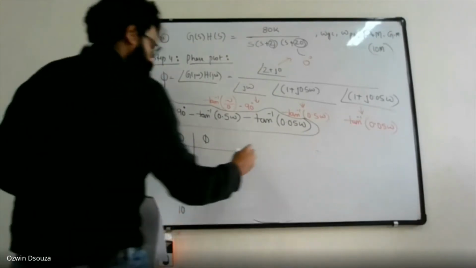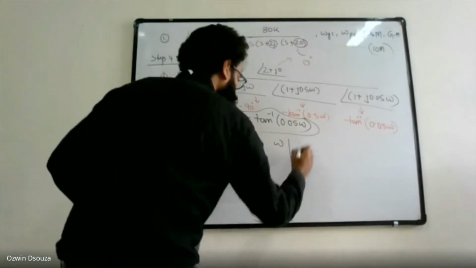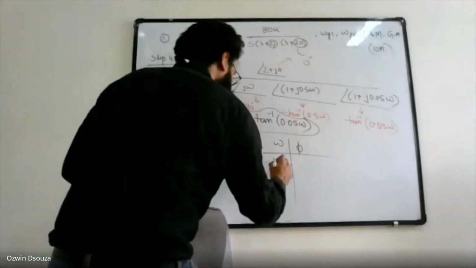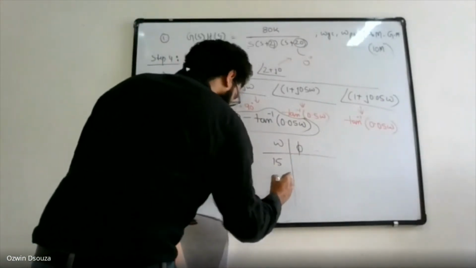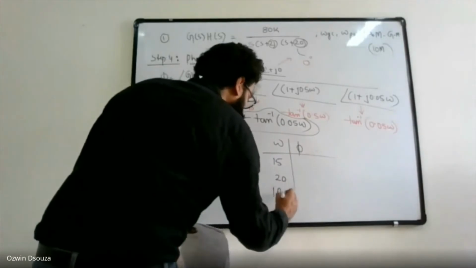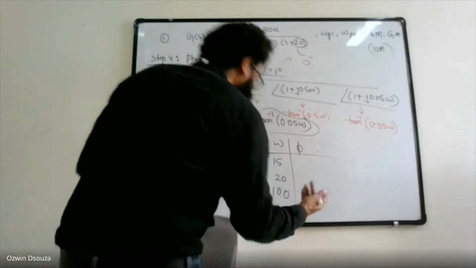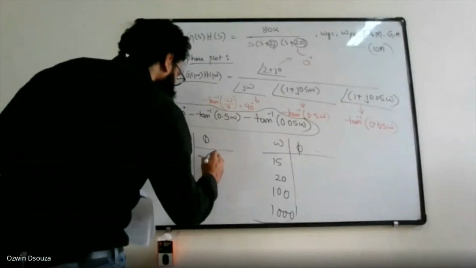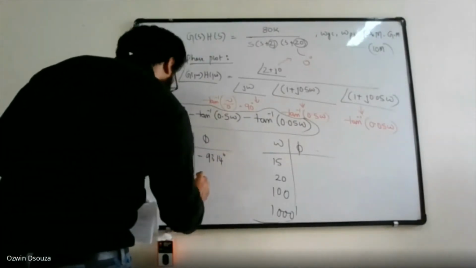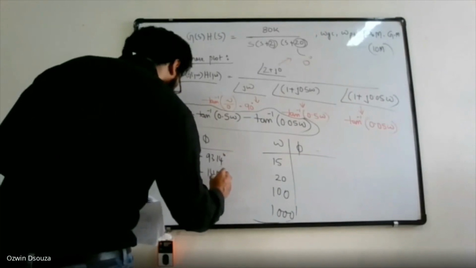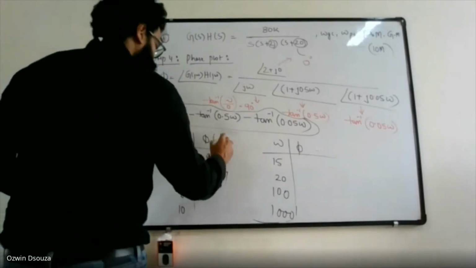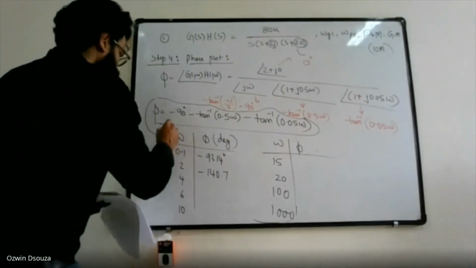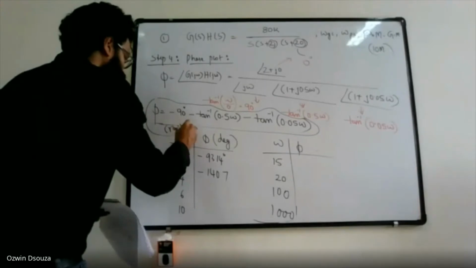And 5. I already calculated, so you can do it later and cross-check the answers. If you have any discrepancy, just let me know. So this is, say, 1000. That's fine. So at 0.1, I get about minus 93.14 degrees, and this is minus 140.7. This is expressed in degrees, and the frequency is in radian per second. I have already told you, this is radian per second.